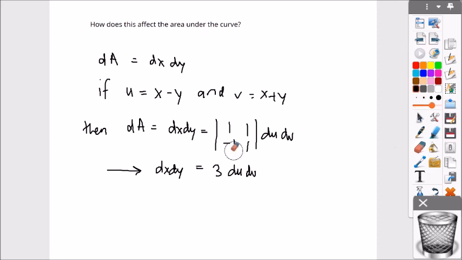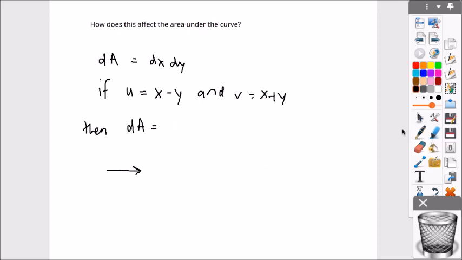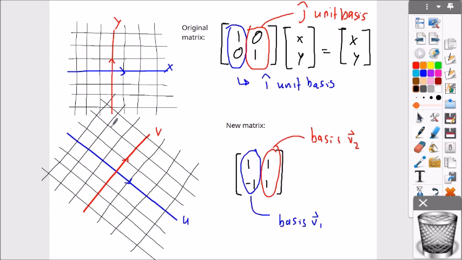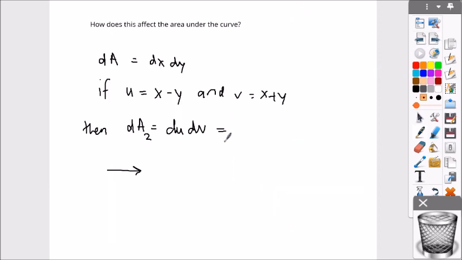will be equal to, I think I actually got this wrong, so let me just fix it real quick. I'm going to name this dA2, which is equal to du dv. So our du dv coordinate plane, the uv coordinate plane, is this many times, whatever this determinant is, bigger than dx dy.